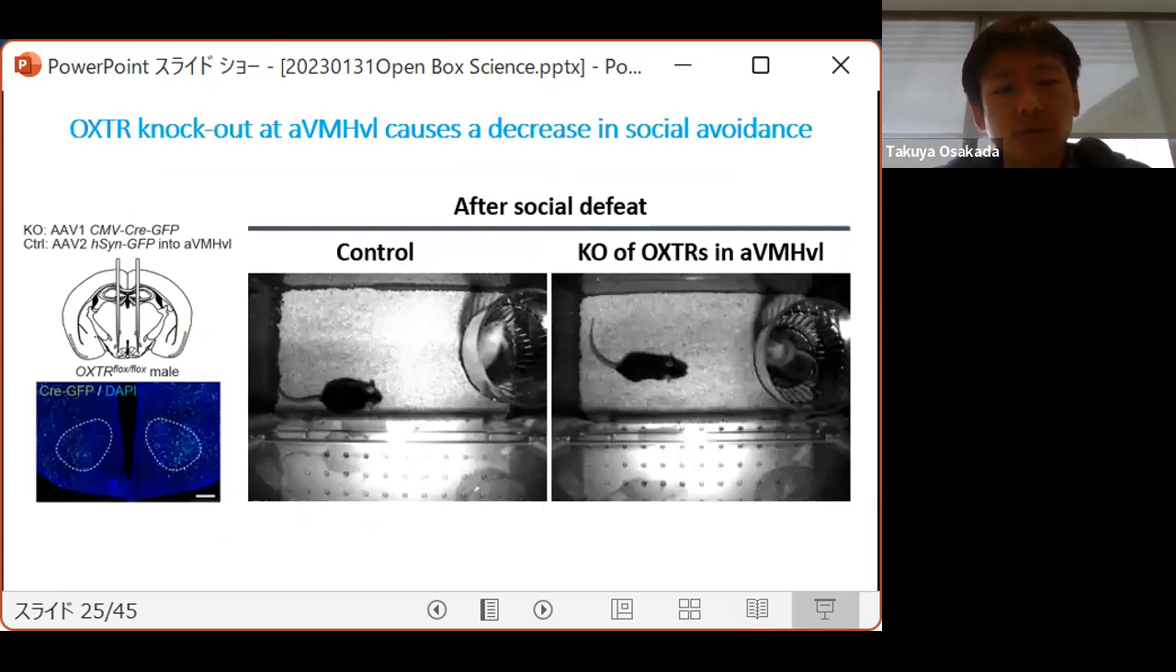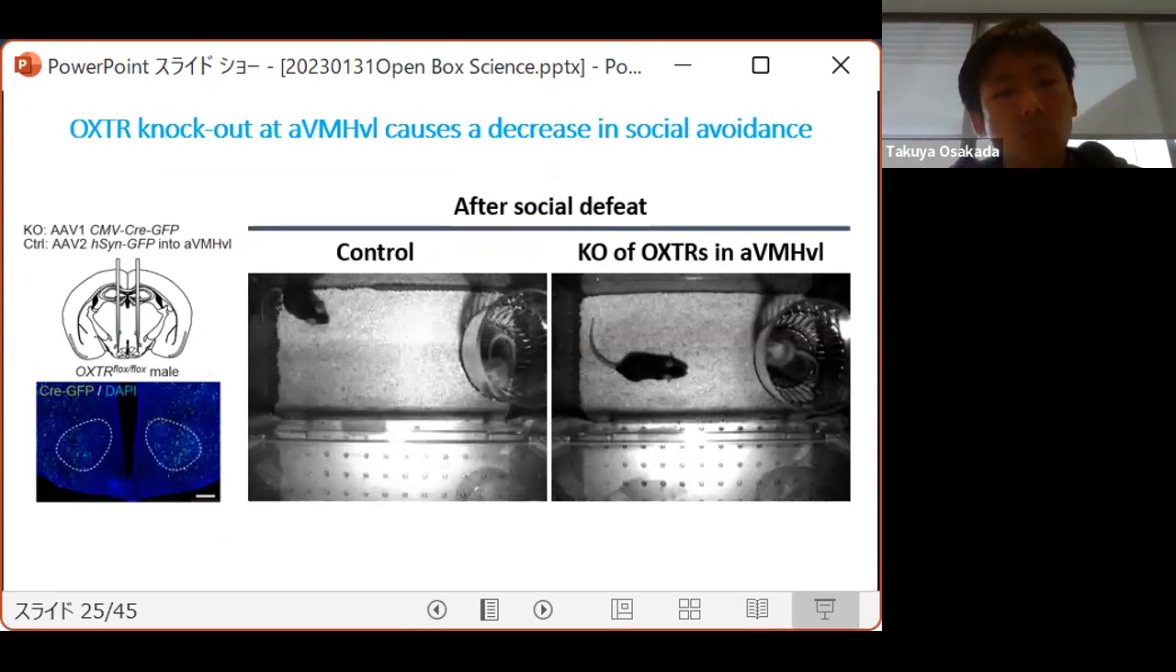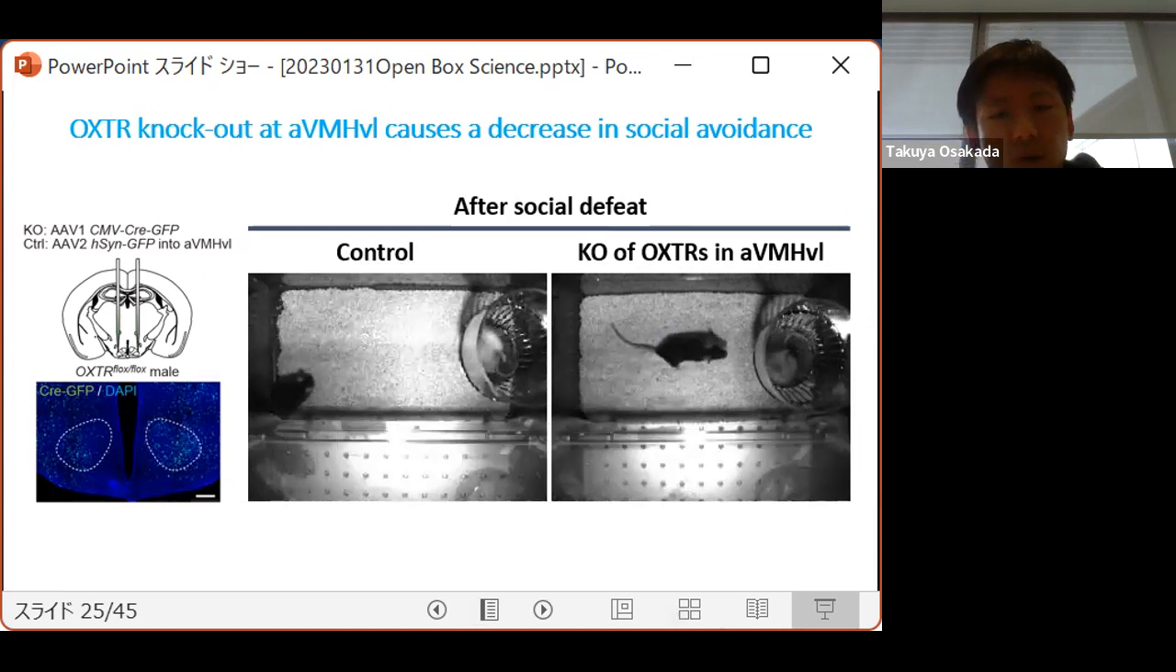So to check whether the oxytocin receptor itself is important to induce social avoidance, we used genetic knockout to make lesion-specific knockouts. These animals are after defeat, and the left one is the control. Once he gets some odors from the cups, there is strong avoidance because this animal is just a control. So how about the knockout in the anterior part of the BMHBL?